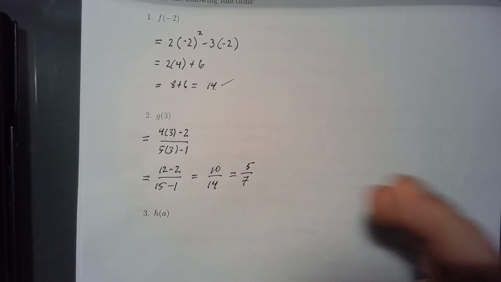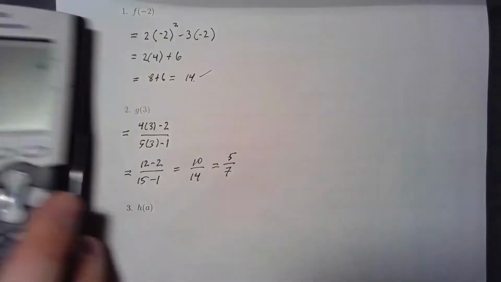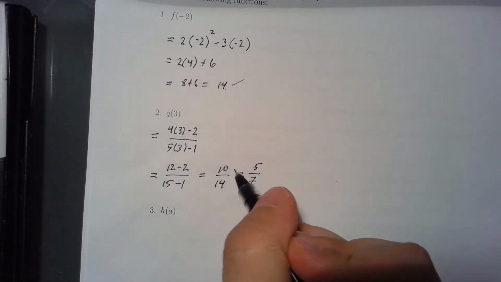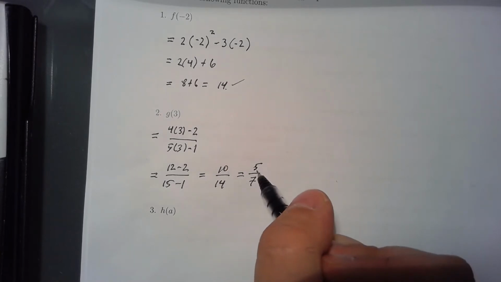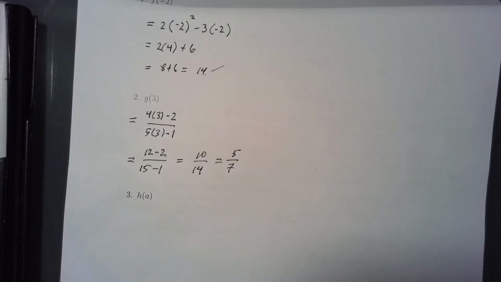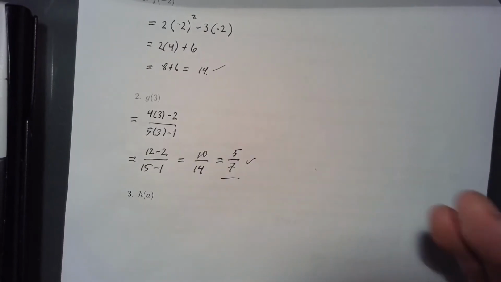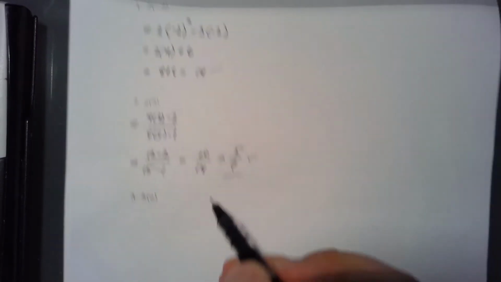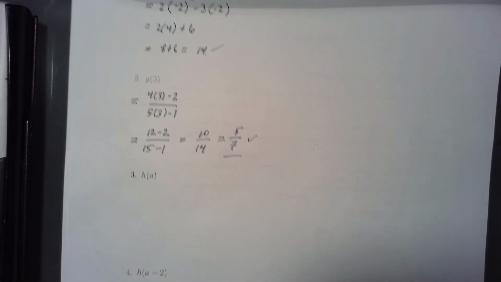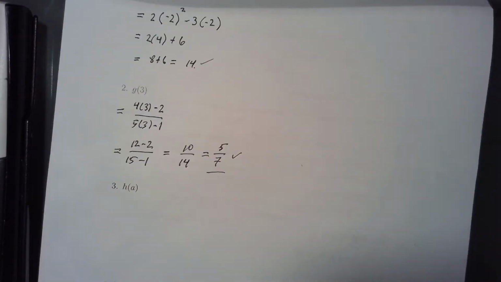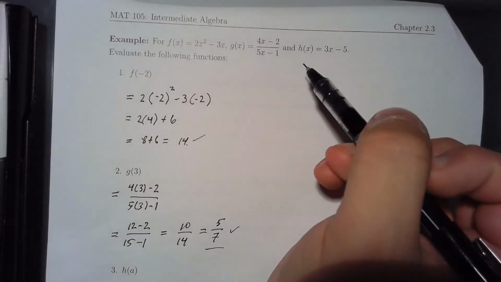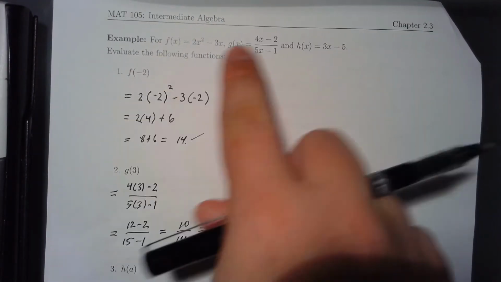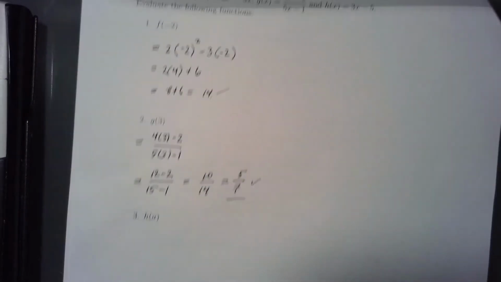5 over 7. You could use your calculator, but you could factor this to 2 times 5, 2 times 7. The 2's cancel out. You're left with 5 over 7. So my input in this function was 3. My output was 5/7. That's it. In this section, I just want you to get comfortable with evaluating functions. Your input, plug in, output.